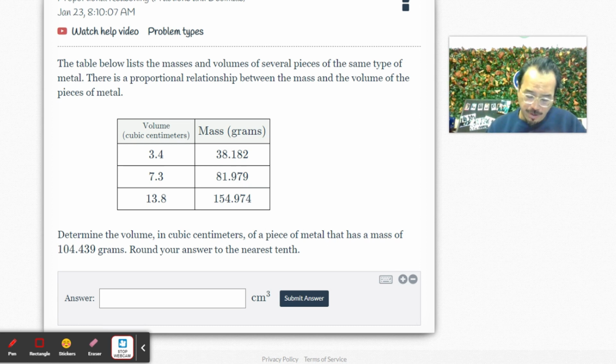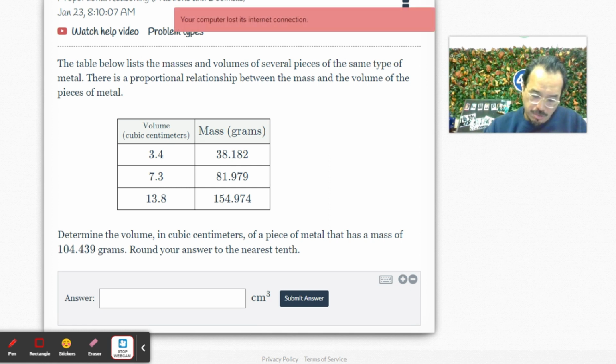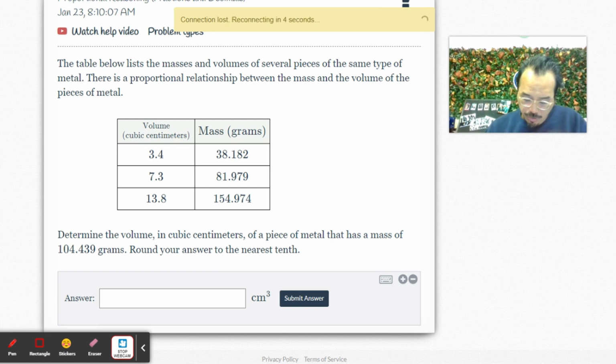I got 355.0926. I'm going to divide both sides by 38.182. I just cleared it by accident. Let's see, 355.0926 divided by 38.182, and that is 9.3. It's already rounded, which is awesome, so I don't really need to round it.